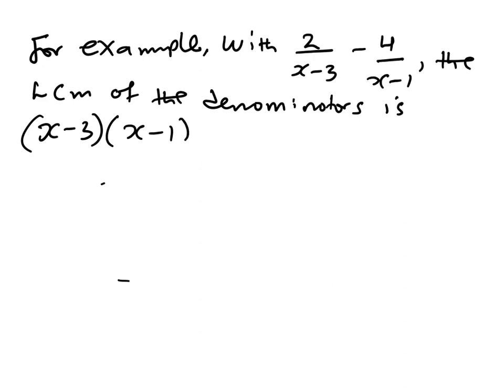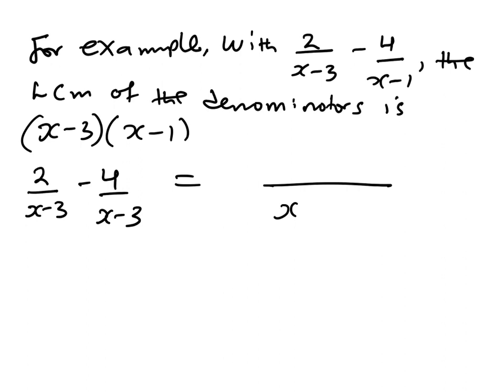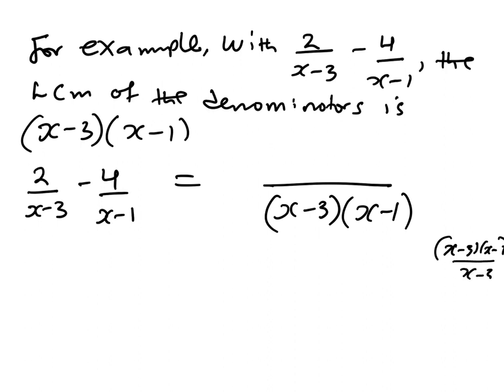That's something simple. So let's try to combine these two fractions and see what we end up with. It should be done by anybody at any time. 2 over x minus 3 minus 4 over x minus 1 will give us x minus 3 into x minus 1 as our LCM, and we divide by x minus 3. This cancels out, and you end up with 2 into x minus 1. Similarly, this will be minus 4 into x minus 3.